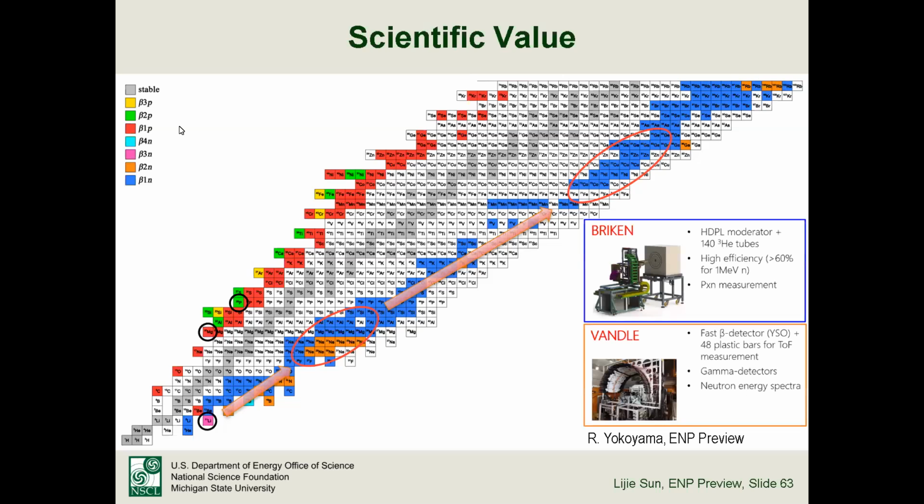So you may wonder why we need this method. We already have powerful neutron detector arrays such as BRIKEN and WAS3ABi, which were just discussed in the last EMP preview seminar by Yama-san.